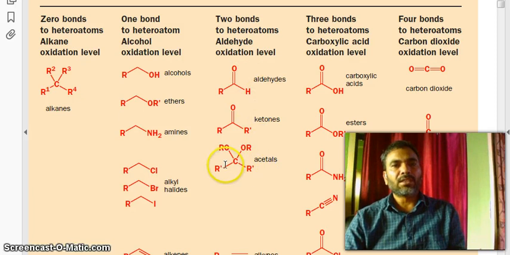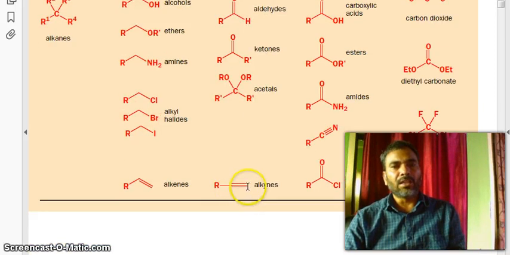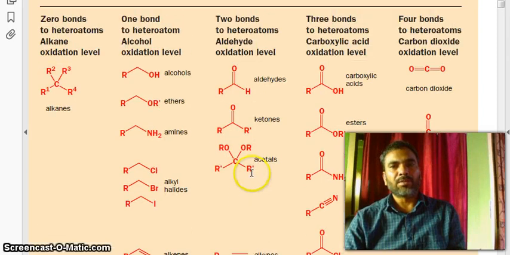In acetals, two bonds to heteroatoms, but separately. This carbon and this carbon are attached with the oxygens. Now, this is here, but this is not a heteroatom.